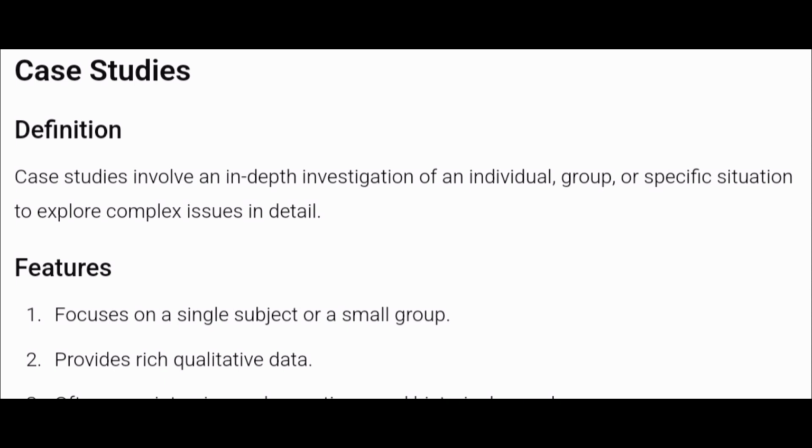Now, see, there are different methods of child study, right? It can be naturalistic observation, participant observation, cross-sectional study, longitudinal study, right? And here, case study. Now, how is case study different? So, case study means you will pick up a specific case.